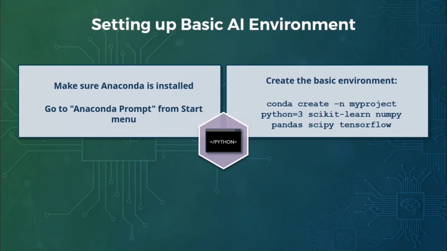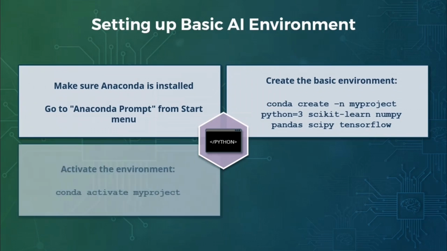Once you run the above command, after a couple of seconds, you will be prompted with the word proceed as a trigger. Type Y and press enter. After a while, the command prompt will show the environment is ready. Third, type in the command conda activate, your project name, to activate the environment. Make sure you type the correct name of the project.